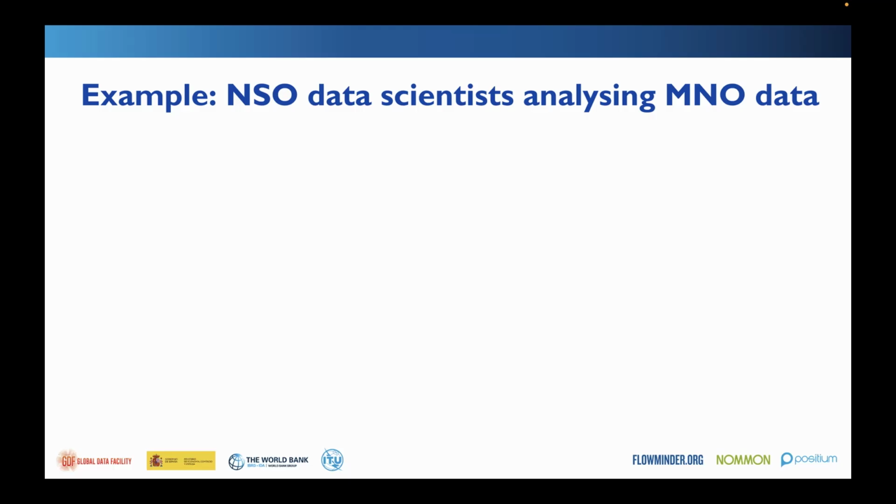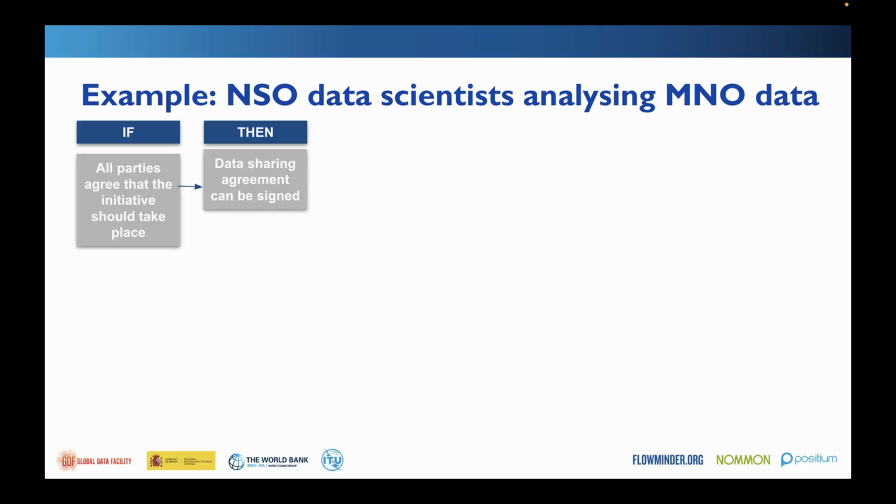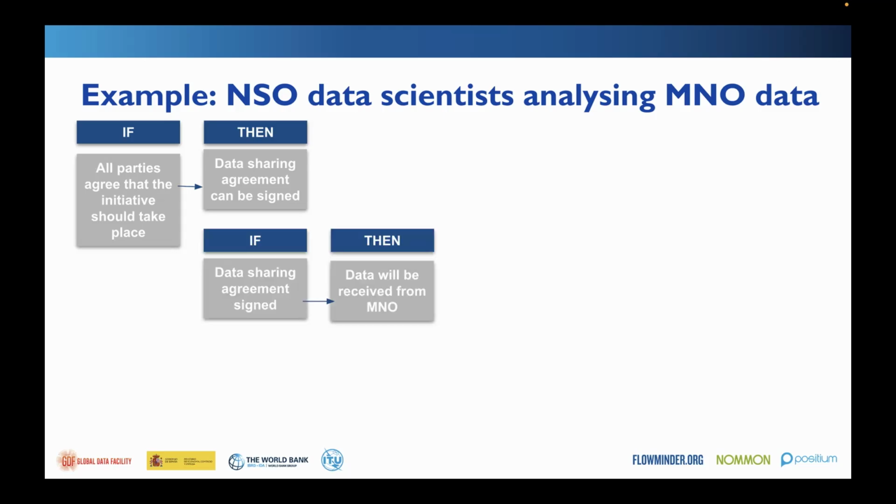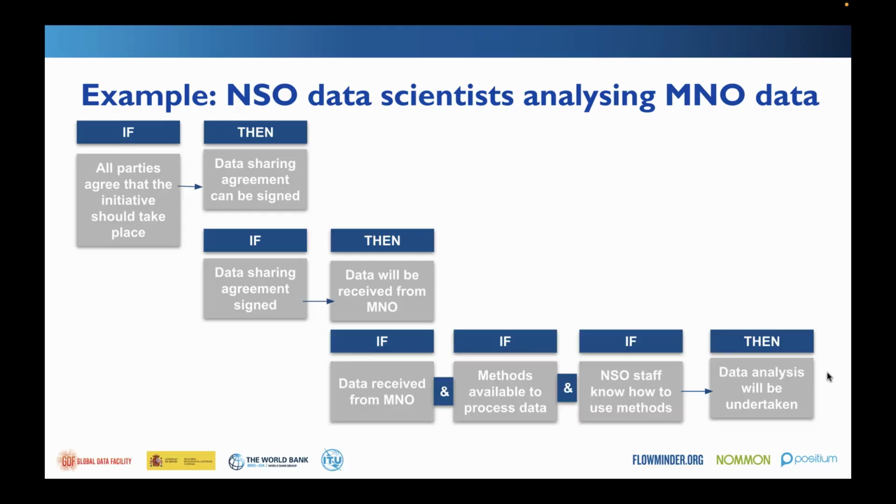Let's say that mobile phone data is being analyzed by National Statistical Office data scientists. You could have a logic that says, if all the parties agree that the initiative should take place, then a data sharing agreement can be signed. And if a data sharing agreement is signed, then data will be received from the mobile network operator providing the mobile phone data. And if data is received and methods are available and the NSO staff have the know-how to process that data, then data analysis will be undertaken.